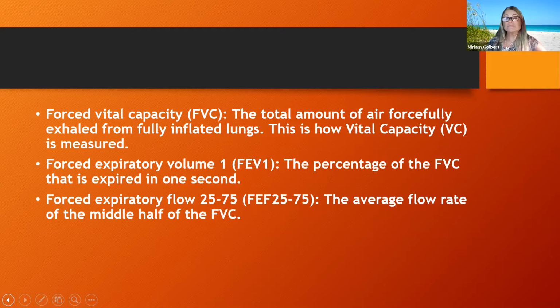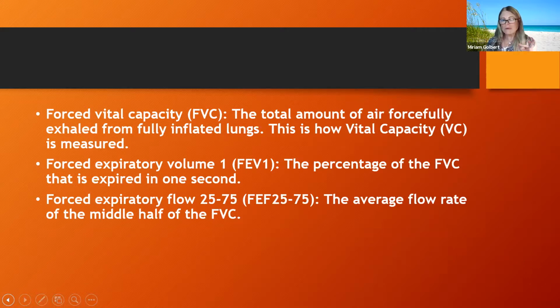Then we have forced expiratory volume 1, or FEV1. And this is the amount of that FVC in 1 second. So a spirometer, if you think about it, is measuring exhaled air, right? It has a direct relationship to how much air you inhale, but what you're really measuring is whatever you're exhaling out. So this is how much air can you exhale very fast in 1 second.